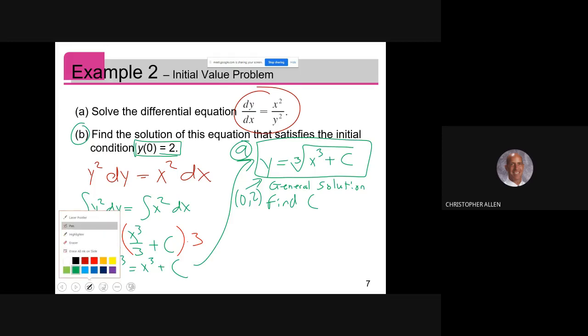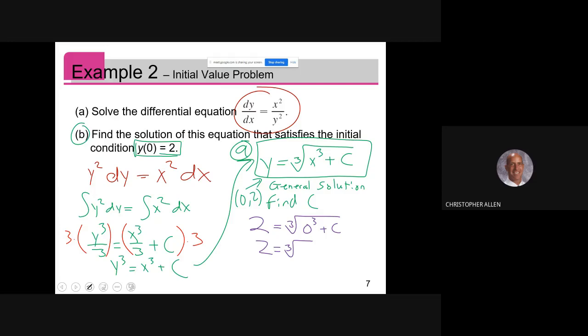I'll do the purple. So y is 2, so I put 2 in for y. Cubic root, and then I'm going to put 0 in for x plus c. Well, what's 0 cubed? It's just 0. Plus c. Well, that's just c. So I get 2 equals the cubic root of c. Now what do I do?